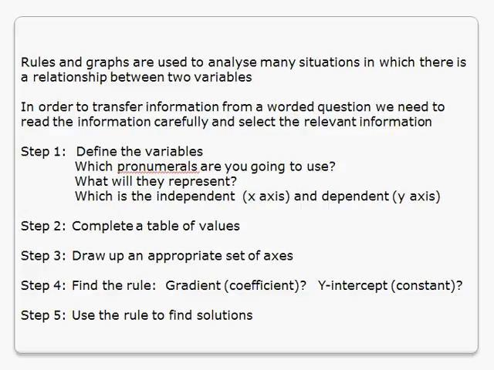You need to think carefully about the scale. So you look at your table of values, you look at your rule, and you work out what scale is required. And then from either the table or from the graph, you want to find the rule. So you look for the gradient and you look for the y-intercept. Once you have a rule, you can then use that to find other solutions.